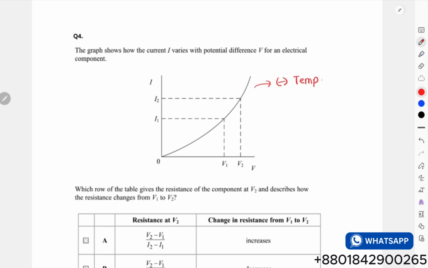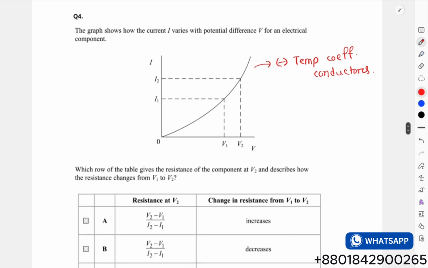Negative temperature coefficient conductors. Sometimes I understand that I'm explaining a few extra things which are not even required for the question, but these are required for general knowledge, which will be used in other parts or other questions, right? So there's no harm in understanding which graph this is. Now it says: which row of the table gives the resistance of the component at V2 and describes how the resistance changes from V1 to V2?